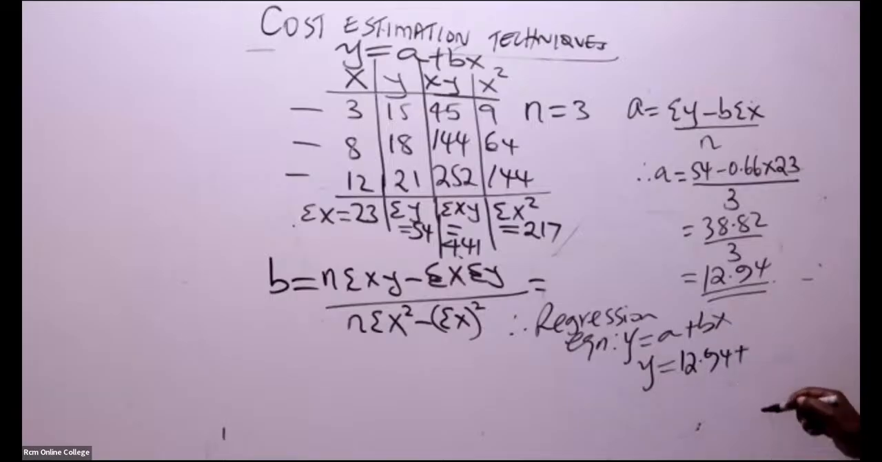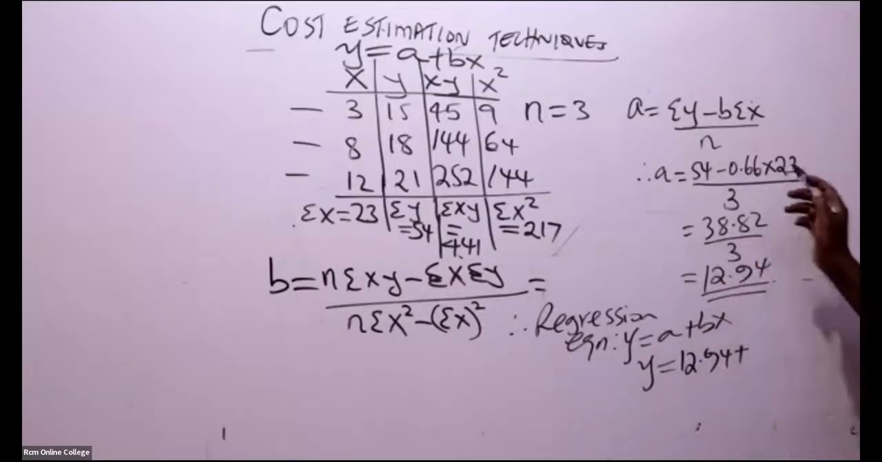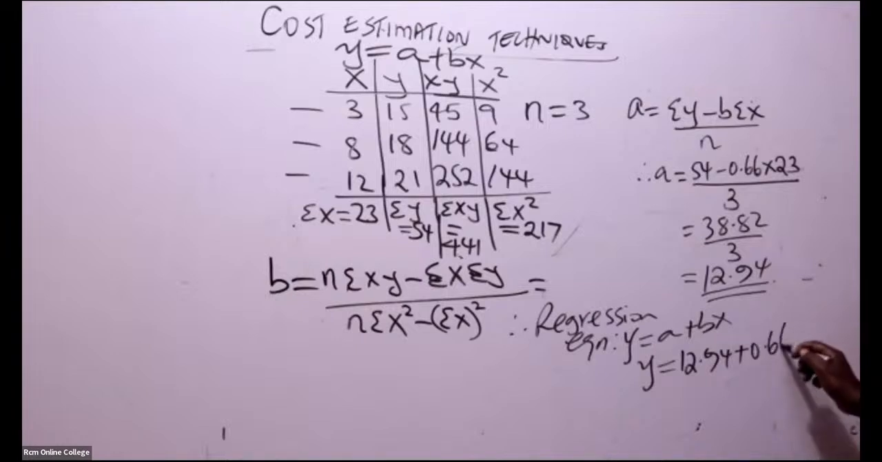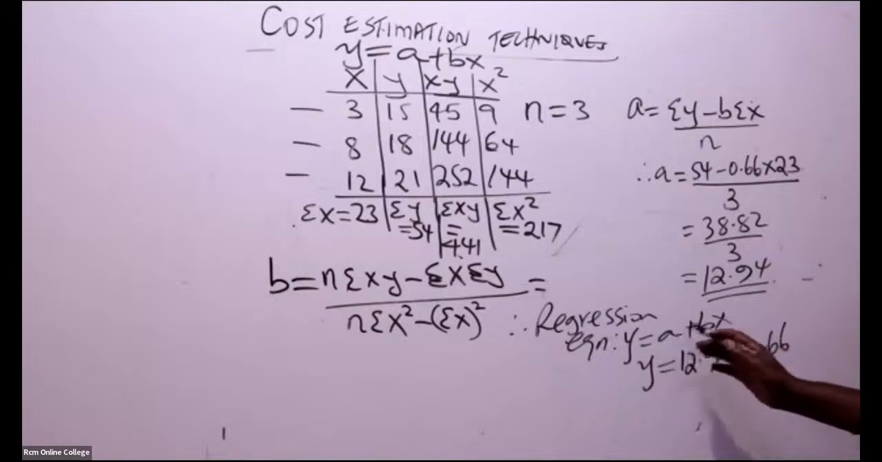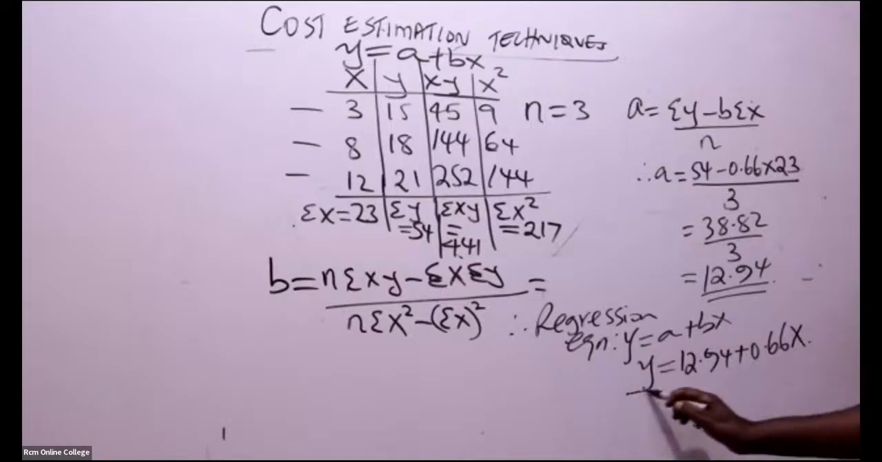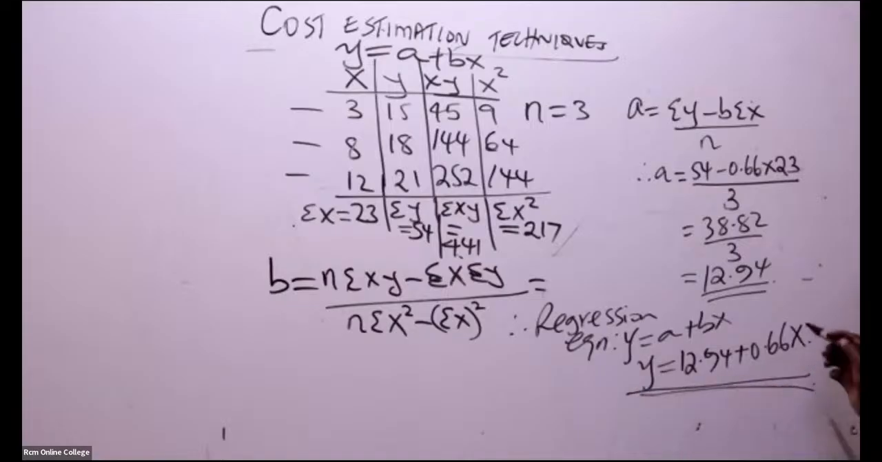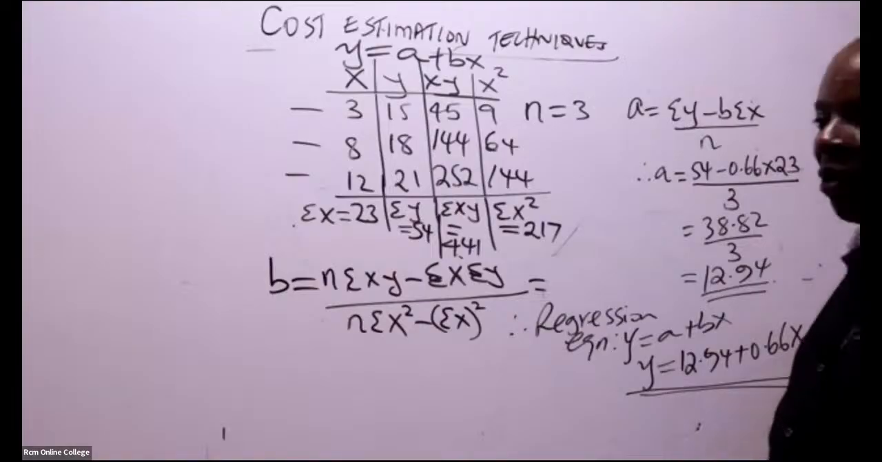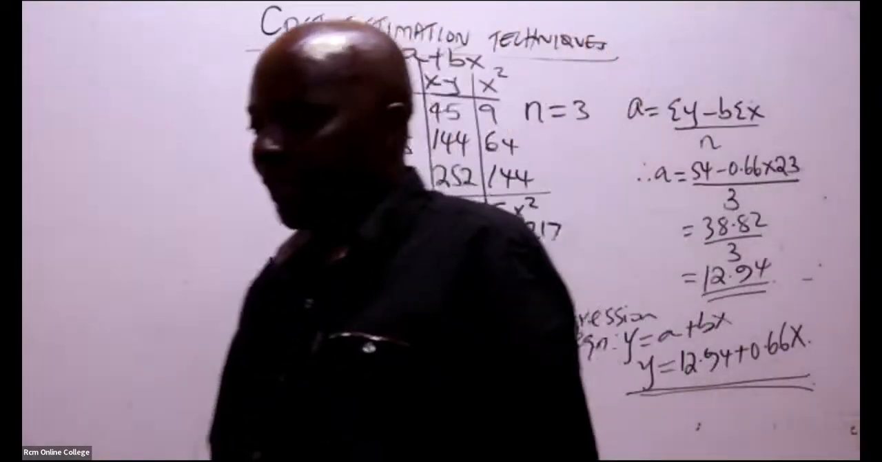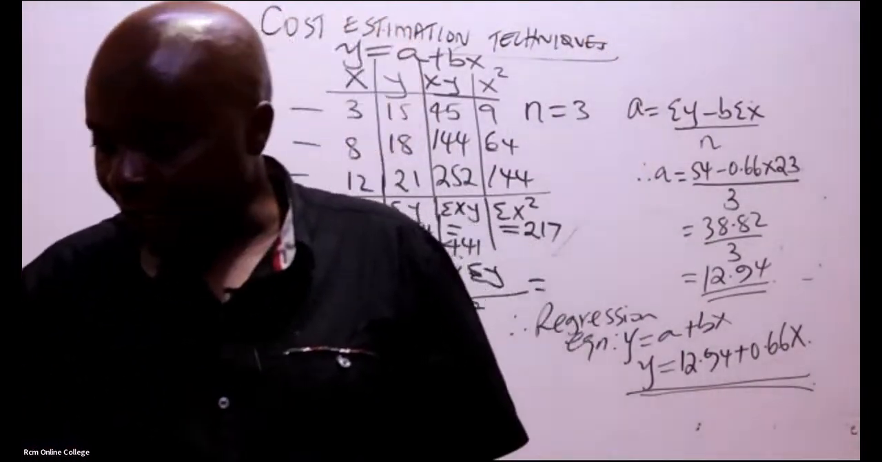B, which is what here? B already we know. It was 0.66. So once you have gotten the a and the b, you come and substitute for them like that. This is the answer. So up to here, ladies and gentlemen, somehow are we together?